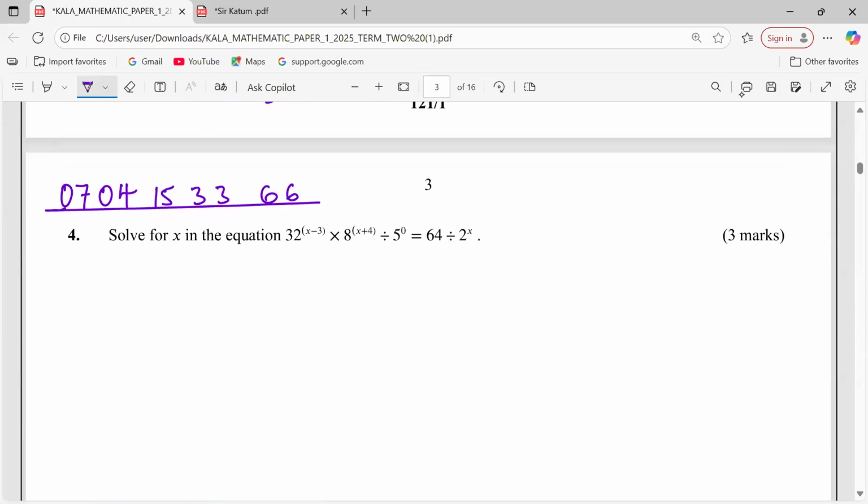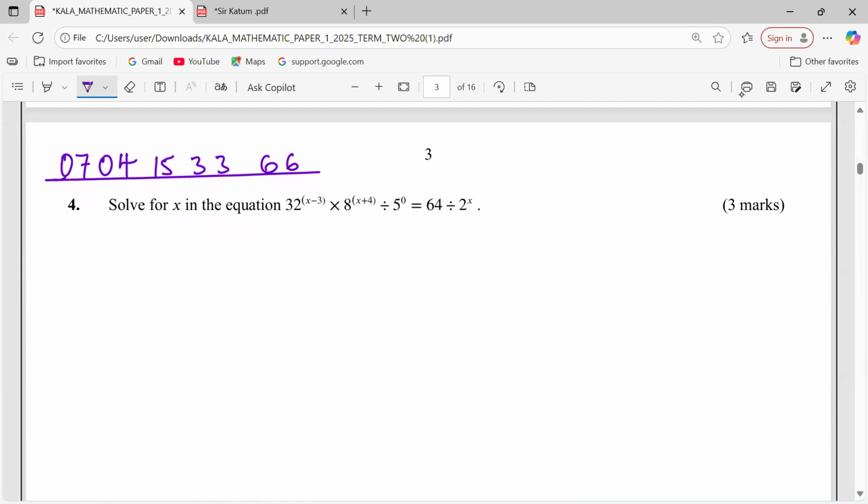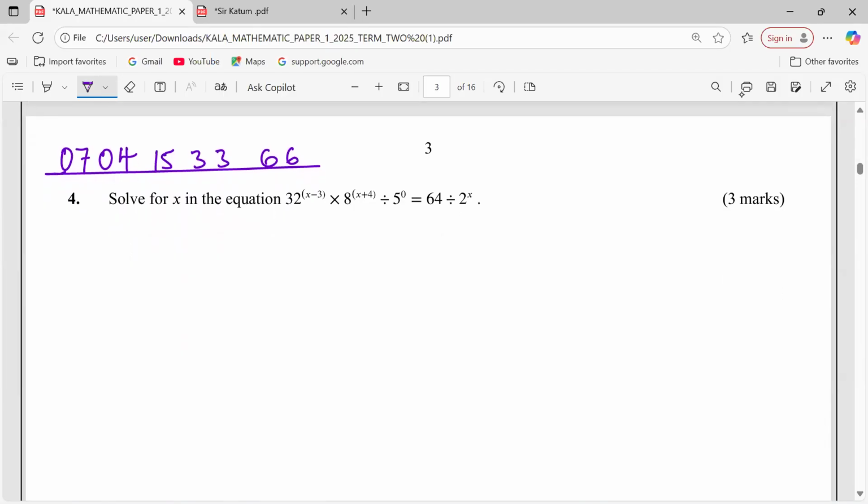Number 4, which is a very good question. We are told to solve for x in the equation 32 power x minus 3 multiplied by 8 power x plus 4 divided by 5 power 0 equals 64 divided by 2x. Most of what you can see here are composite numbers. So the first step is to express every composite number to the least base possible, and we can choose that base to be base 2.